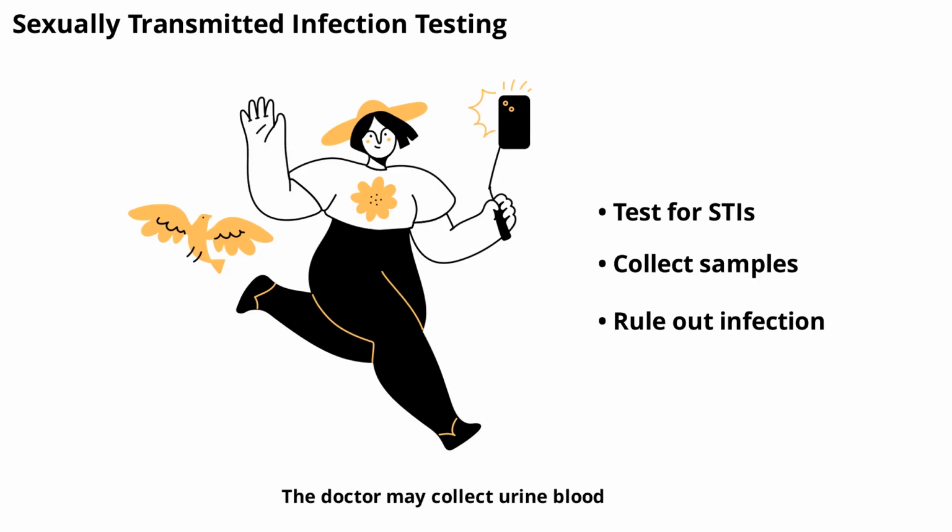Testing for sexually transmitted infections, STIs, may be recommended, as some STIs can cause urinary symptoms similar to IC. The doctor may collect urine, blood, or swab samples to check for infections like chlamydia or gonorrhea. Ruling out STIs is an important step in the diagnostic process, especially for sexually active individuals.